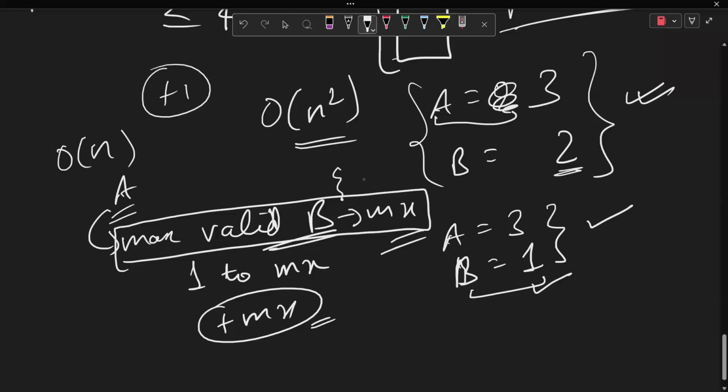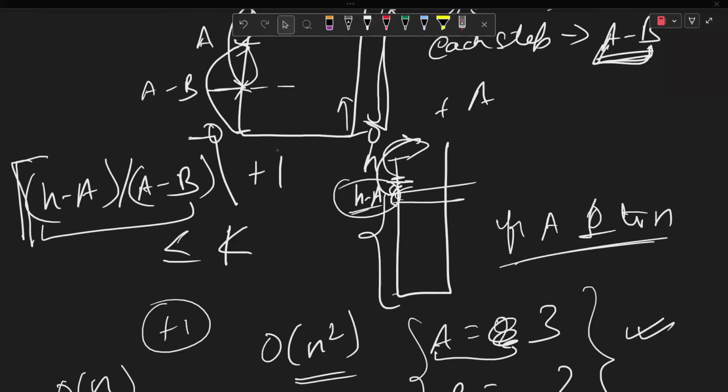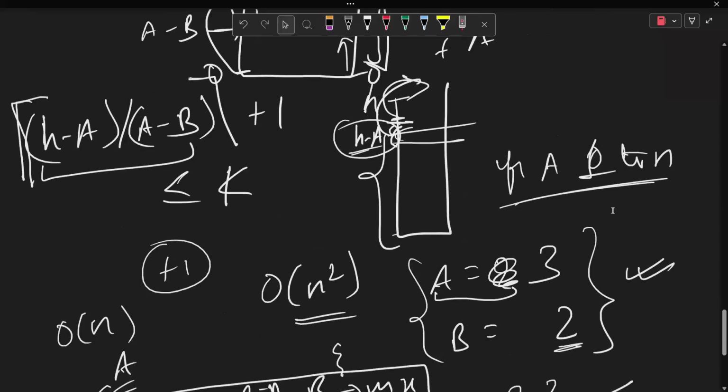Now, how can we find the maximum valid b in O of 1? Okay, so that's now our question. How can we find the maximum valid b? So you can just look at this formula. So let's write it again. It was (h minus a) by (a minus b).